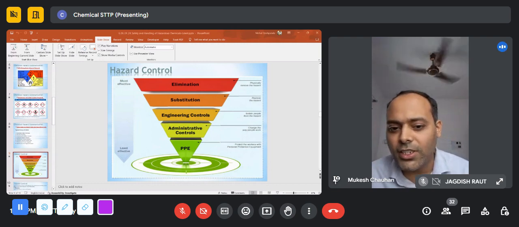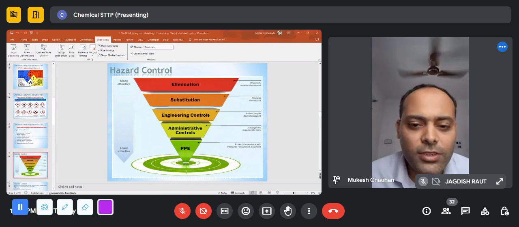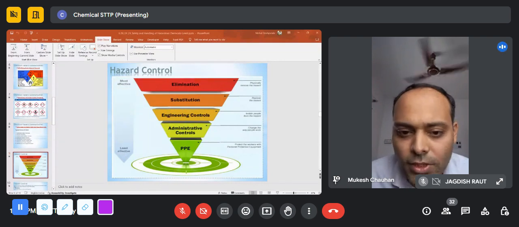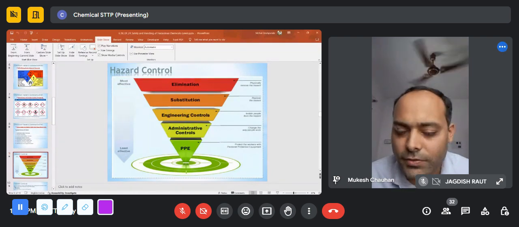कुछ समझ में आ रहा है इसको देख के? कुछ जो समझ में आ रहा है बोलिए। Hazard control triangle. हाँ हाँ, हजार्ड कंट्रोल ट्रायंगल पे तो उसमें हम क्या देख दिखा है?